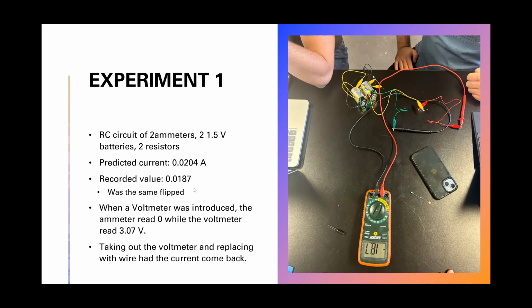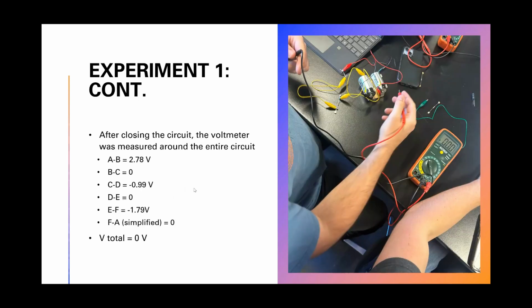And when you take out the voltmeter, replace it with the wire, and then use little tongs to measure the voltage across the points, the current would come back. So after closing the circuit on experiment 1, the voltmeter using the tongs was measured. For our points on AB, we got 2.87. C to D had negative 0.99, and E to F had negative 1.79, and everywhere else had 0. And this adds up to a total of 0 volts, which means our loop rule applies.